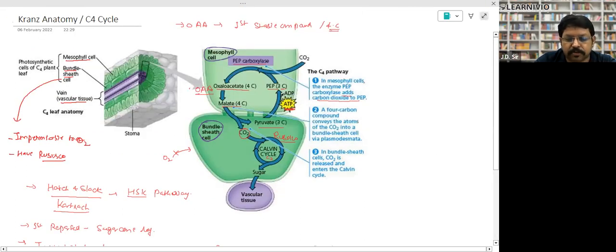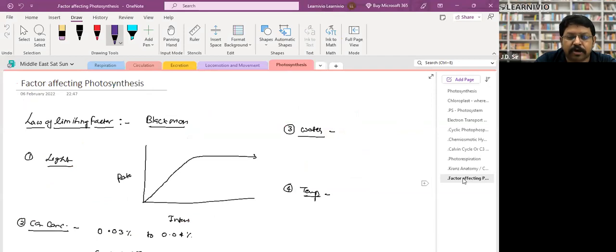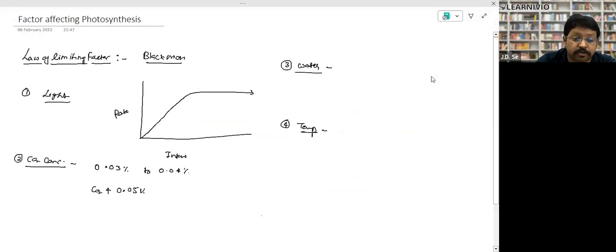Okay, so that's great. Last but not the least, factors affecting photosynthesis are also important. What happens with the light? One more thing: the law of limiting factor was given by a scientist named Blackman. That question has been asked. What is the law of limiting factor? The factor which is present in the least amount will decide the rate of reaction.